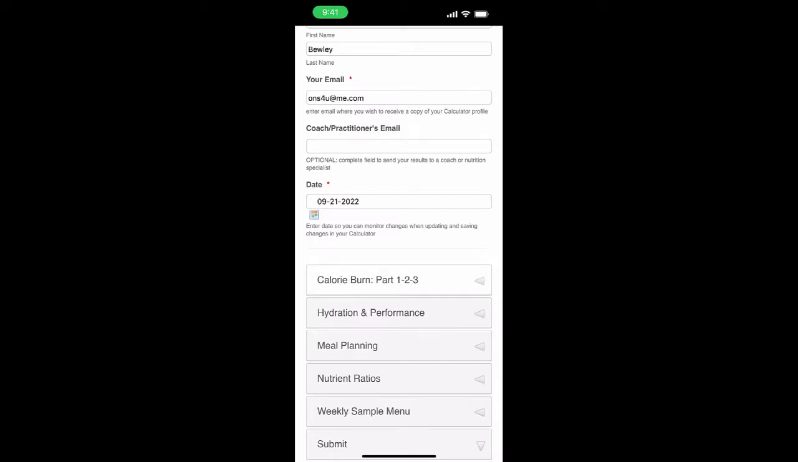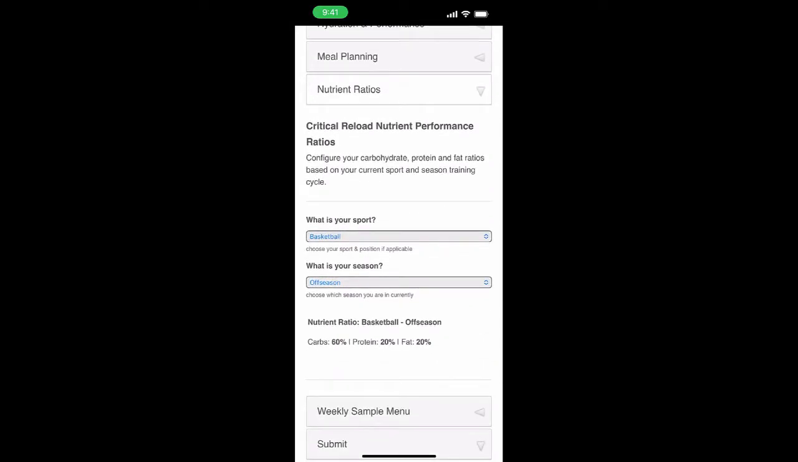All right, let's get to the next part of the nutrition calculator, which is nutrient ratios. This is probably one of my favorite parts of the nutrition calculator because it really dials in specifically what you need from a carbohydrate, protein, and fat standpoint based on those total calorie allotments.